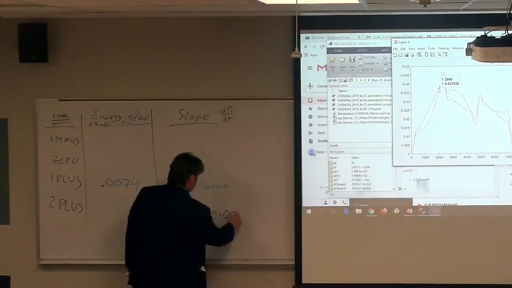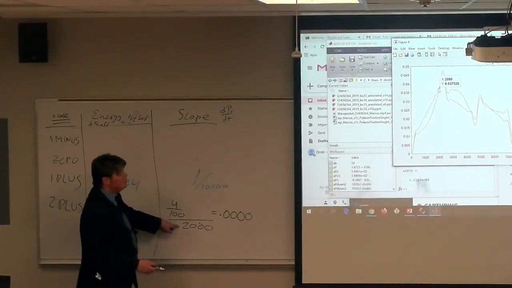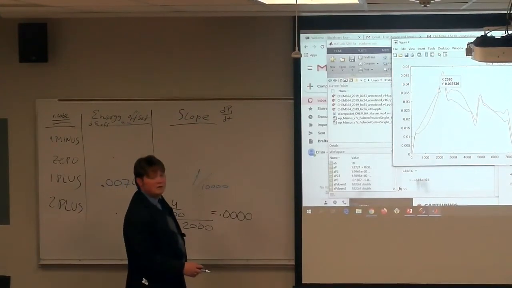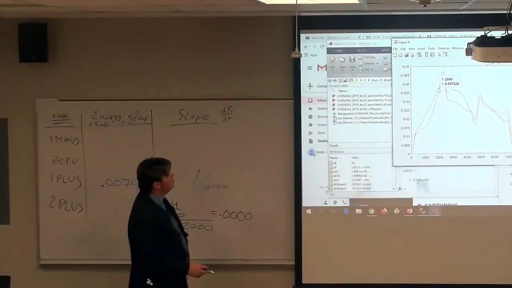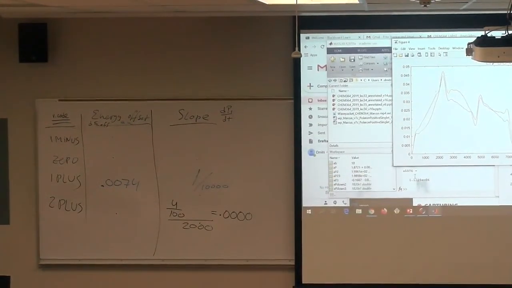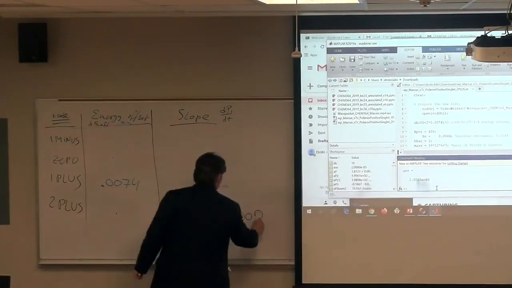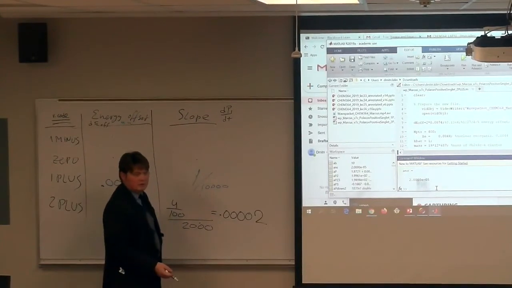Four zeros and then a one. No, it cannot be one because there is 4 and 2. I did 0.03 divided by 20. So what do you get? We can do it in MATLAB. So 2. 4 zeros and 2. Okay?